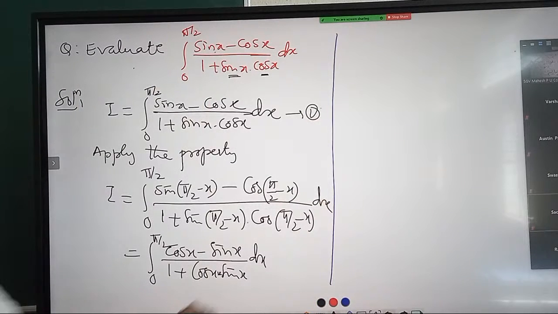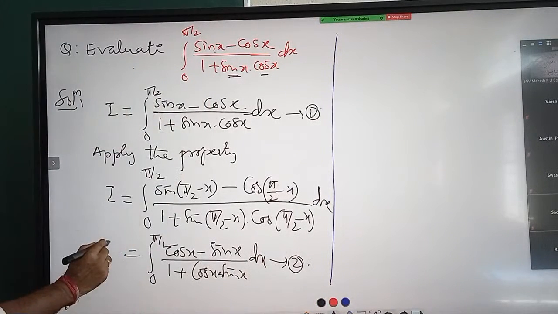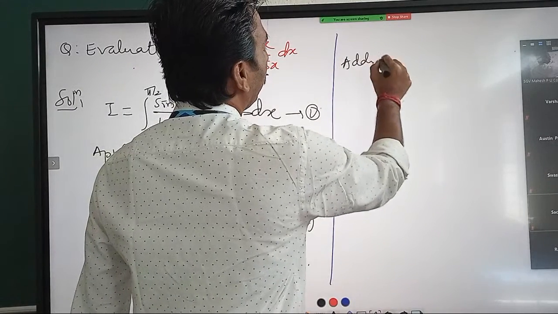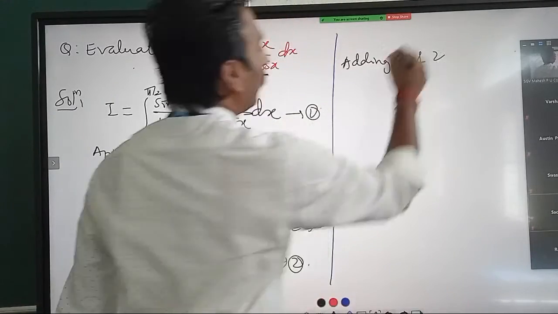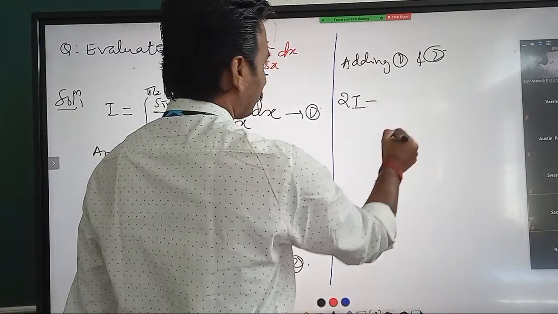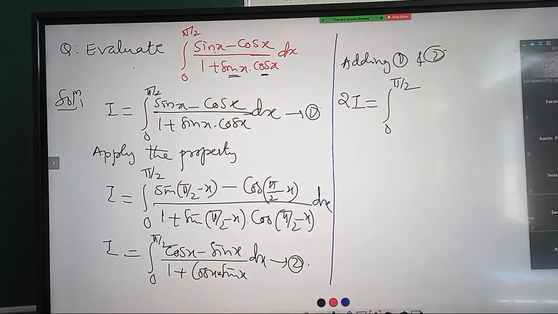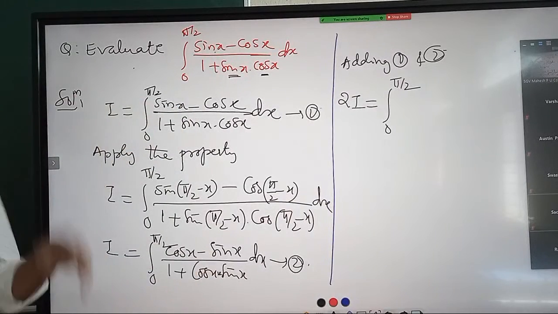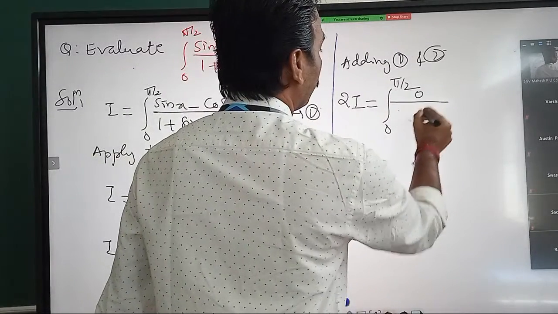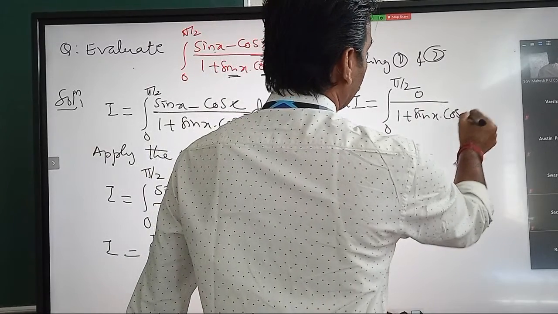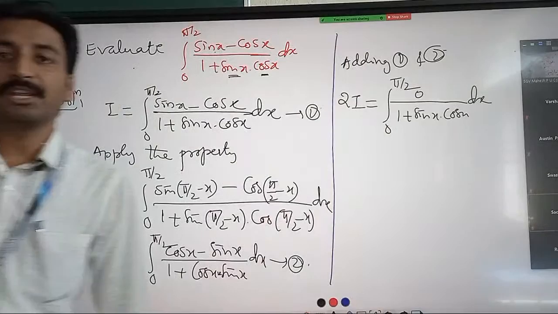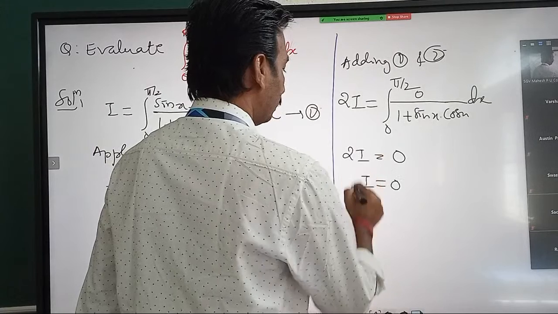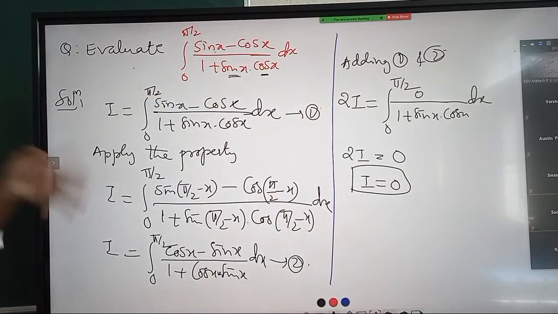What I have to do? I have to call it equation number 2 and add 1 and 2. Adding 1 and 2, I should not forget on the left side to add 0 to pi by 2. Here it is plus cos, minus sin plus sin, so 0 divided by 1 plus sin x into cos x with respect to x. Finally you get it as 0. So 2I equal to 0 and I get 0. So this is my answer for this question. Please note this down.